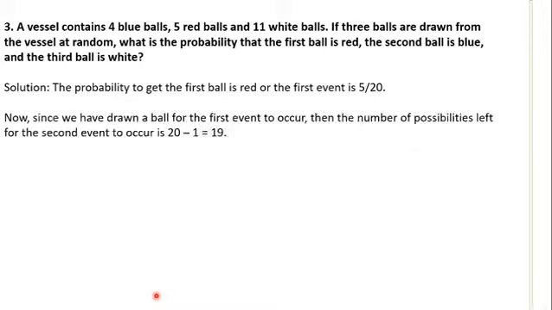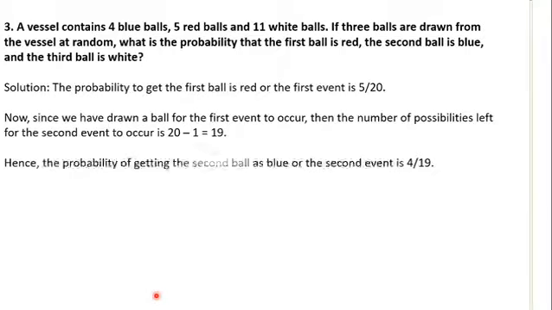So now, since we have drawn a ball for the first event to occur, the number of possibilities left for the second event to occur is 20 minus 1, which will be 19. I hope you understand that. The moment you remove one of the balls, which was red in the first event, and you throw it away, then because they didn't tell us that we replaced it or returned it, there are 19 balls left. So if we need a blue ball for the second ball, there are how many blue balls? 4 blue balls out of 19 balls in total. So that would be 4 over 19, just like we have here.